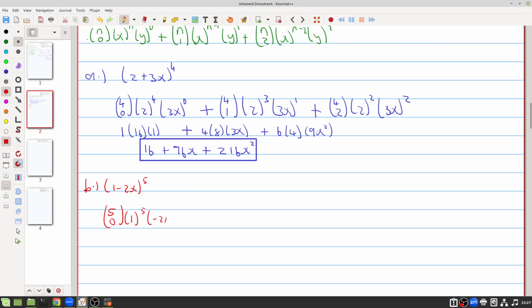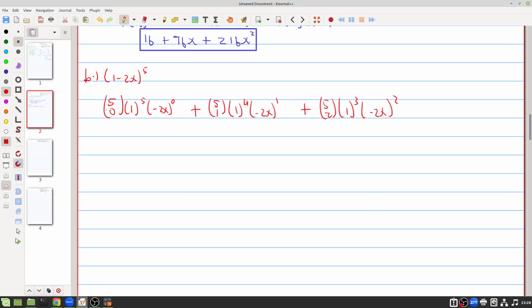Second term, which is negative 2x to the power 0. Good, second term in the expansion. Now we've got 5C1, so 5, 1, then the first term in the bracket to the power 4, second term in the bracket to the power 1. Plus the third term in the expansion, so we've got 5, 2, the first term in the bracket to the power 3, second term in the bracket to the power 2. Okay, those are our first 3 terms.